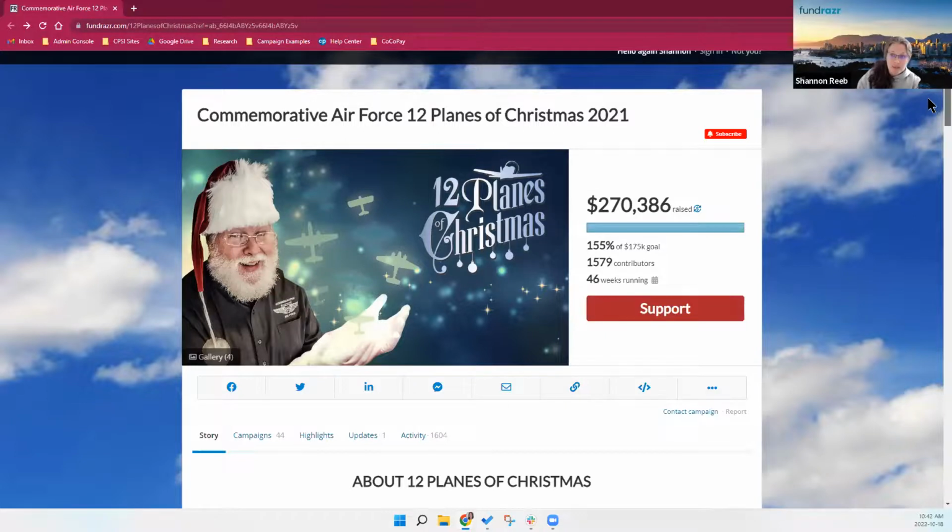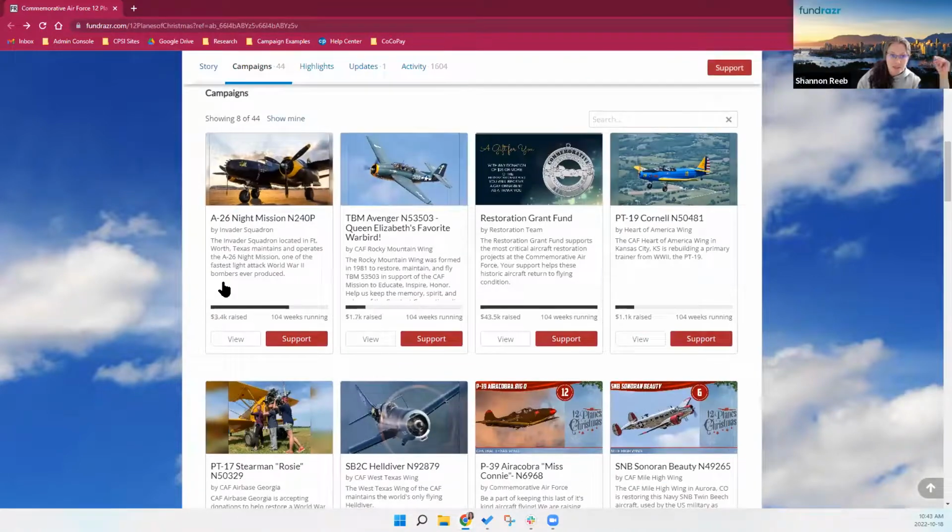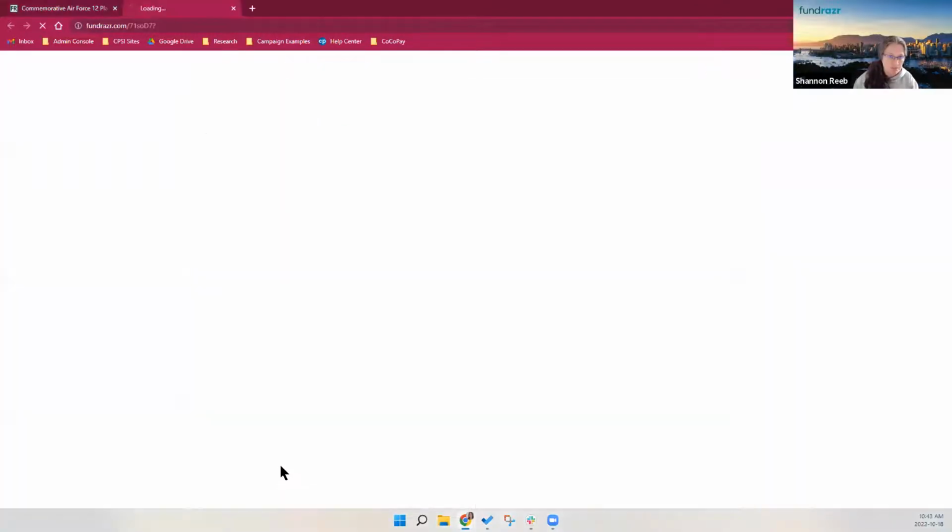So what they did was they broke down that ask into sub-campaigns, one for each plane, because each plane has its own story and its own connections. And even if you have absolutely no idea about any planes, current or old, like myself, you might find a connection to one specific plane. And a good example of this is this one.